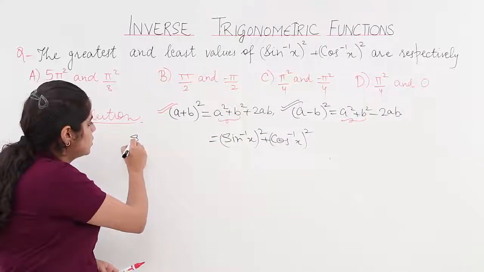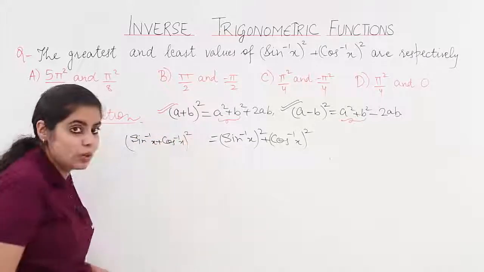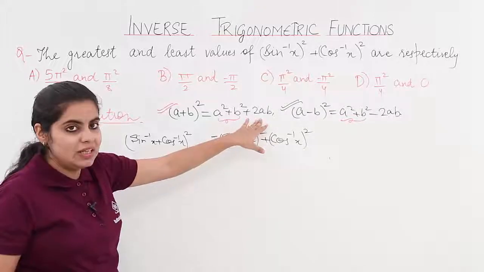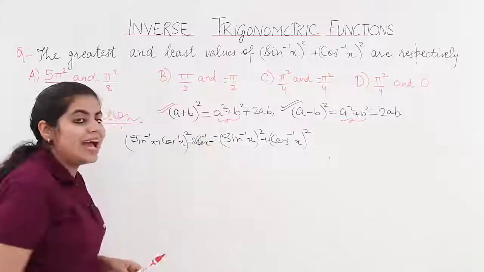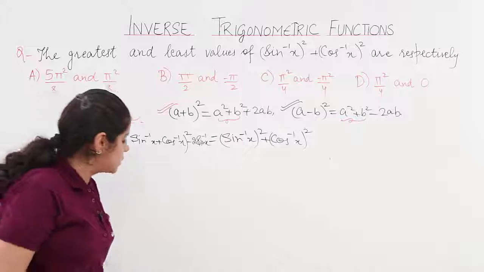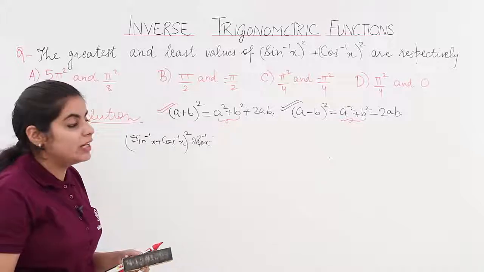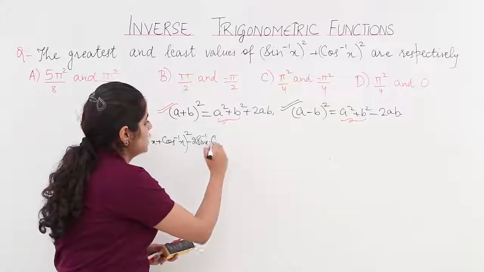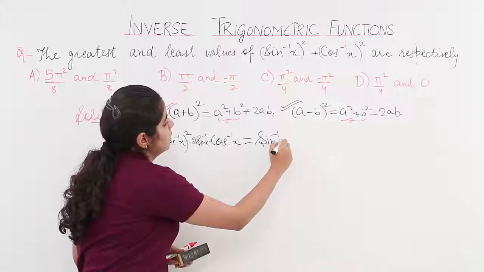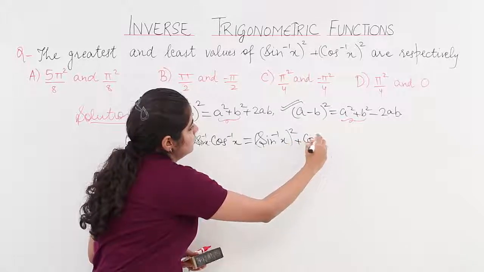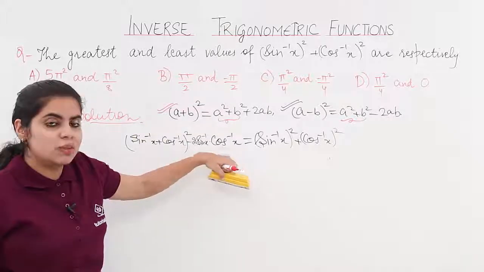So it is (a plus b) whole square, that means (sine inverse x plus cos inverse x) whole square minus 2ab, that means minus 2 sine inverse x and cos inverse x. Let's create some space so as to fit in things properly. So it is 2 sine inverse x and cos inverse x on one side is equal to a square plus b square on the other side.